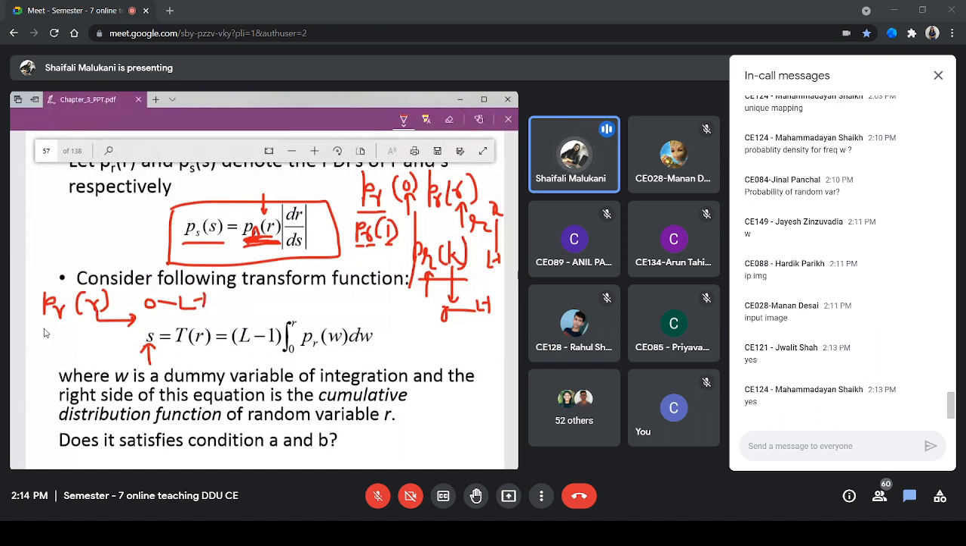Then I want to find out some transformation. I am applying this transformation here. Can you tell me which possible values this R can take? This is my input image. What values are possible for this R? What kind of values can be given as input to this T? R is my input image, right? What is the range of this input image?